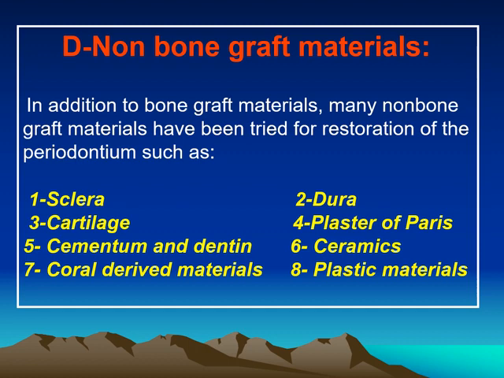In addition to bone graft materials, many non-bone graft materials have been tried for restoration of the periodontal. Among them are sclera, dura, cartilage, plaster of Paris, cementoenamel, ceramics, coral-derived materials, and plastic materials. None offers a reliable substitute to bone graft materials. Some of these materials are mentioned here to offer a complete picture of the many attempts that have been made to solve the crucial problems of periodontal regeneration.